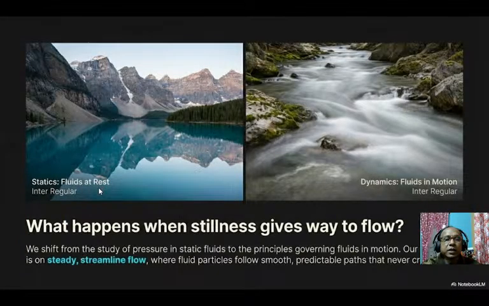Statics, fluids at rest. Dynamics, fluids in motion. What happens when stillness gives way to flow? We shift from the study of pressures in static fluids to the principles governing fluids in motion. Our focus is on steady, streamlined flow, where fluid particles follow smooth, predictable paths that never cross.